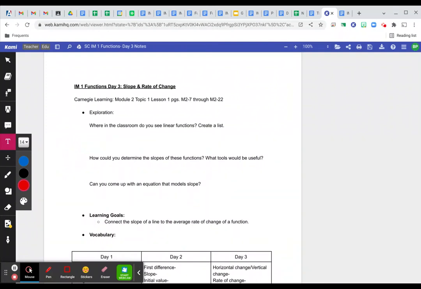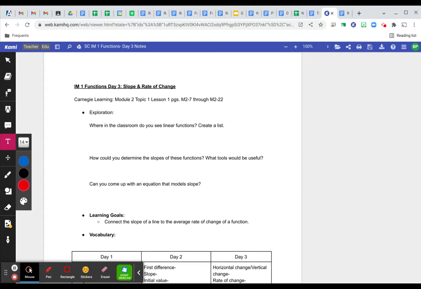We are talking about slope a little bit more and also associating it with what's called the rate of change. Rate of change is just another word or phrase for slope. Actually, what we did in class here is we began by looking around the classroom, and you can do this wherever you're at, and just look and see where lines exist around you.